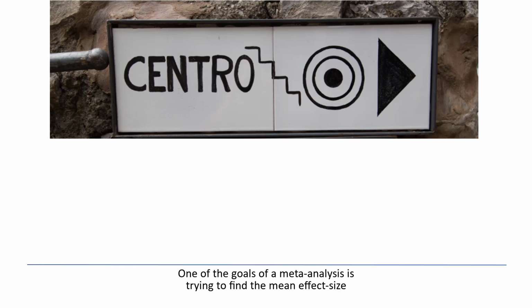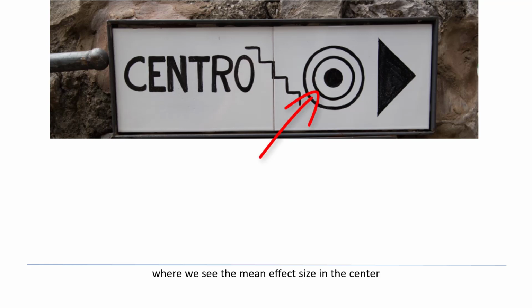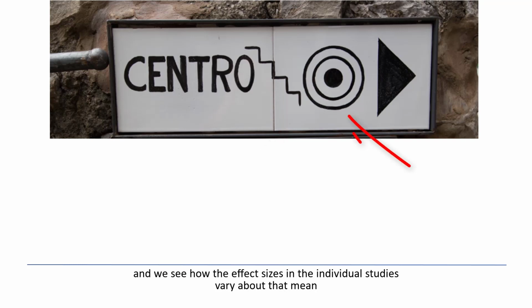One of the goals of a meta-analysis is trying to find the mean effect size. Another goal is to understand how the effect sizes in the various studies vary about the mean. This idea is reflected in this picture, where we see the mean effect size in the center, and we see how the effect sizes in the individual studies vary about that mean.